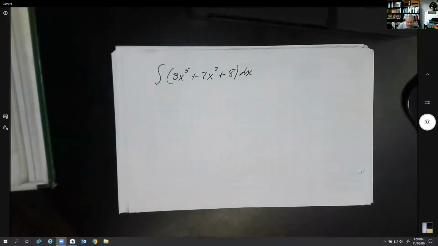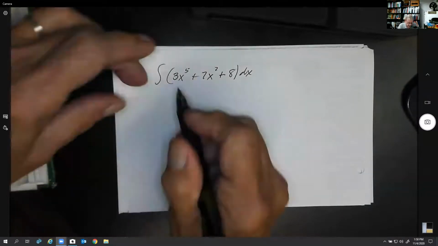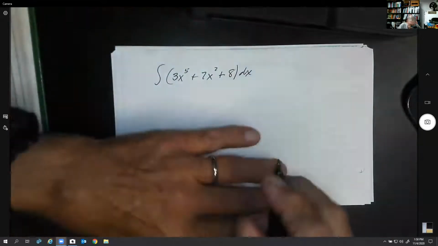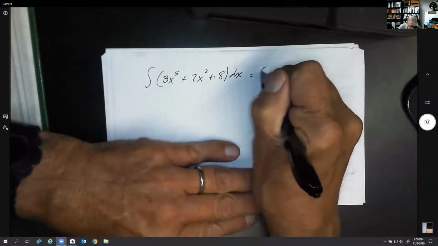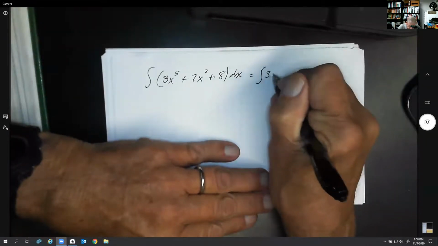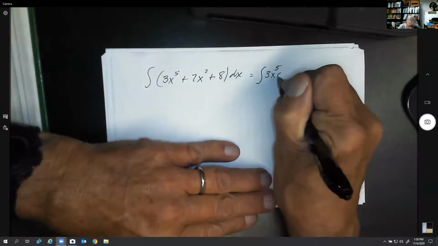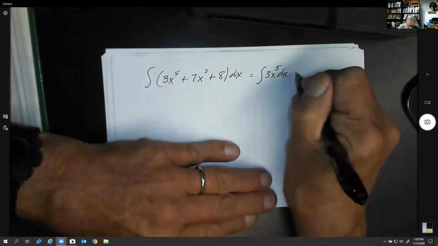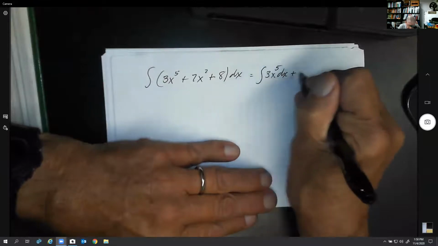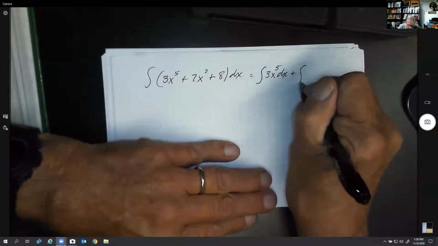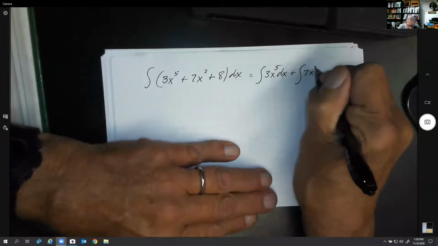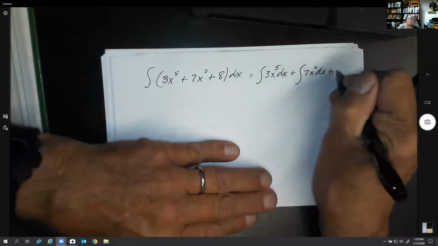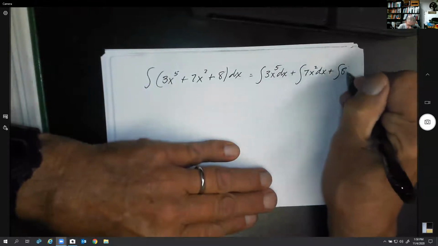Well, just like when we did the derivatives, we could take the integral of each little part. And that's what we're doing today on this one. We usually don't write this out as thoroughly as I'm going to write it out, but you can think of it that we're taking the integral of the first term, then the second term, and then finding the integral of the constant.